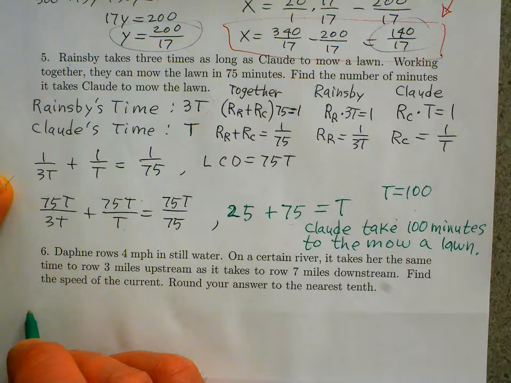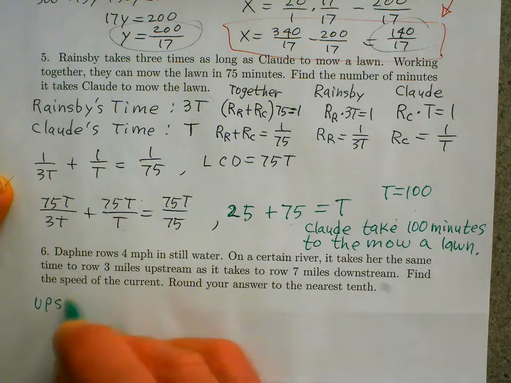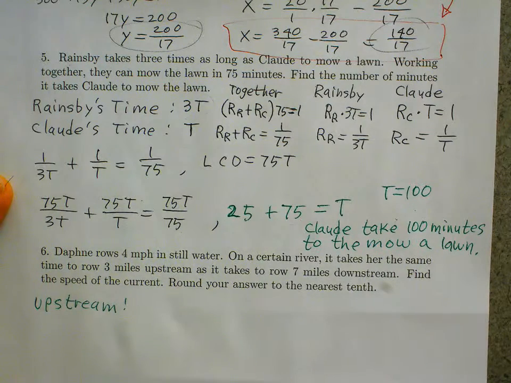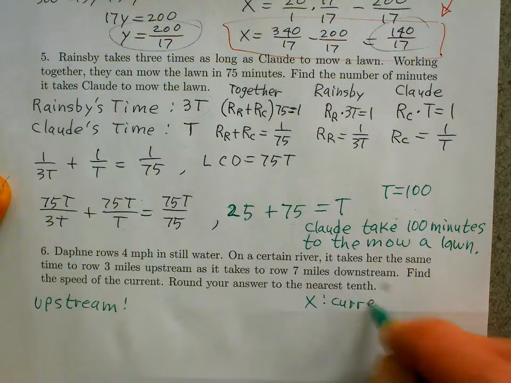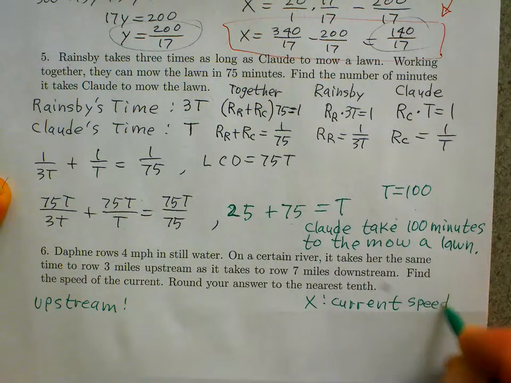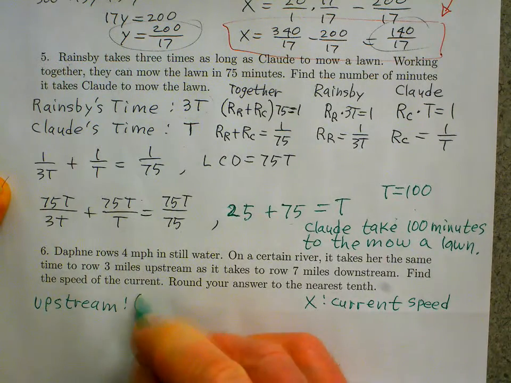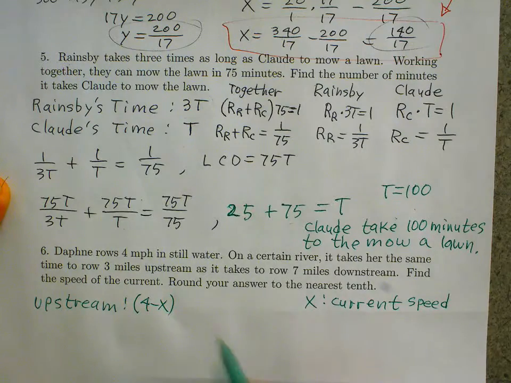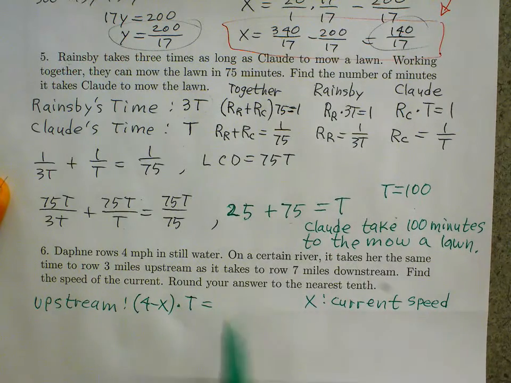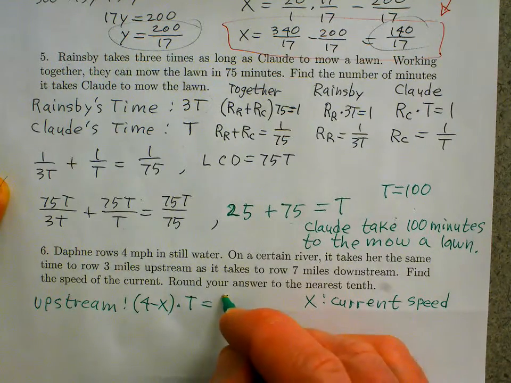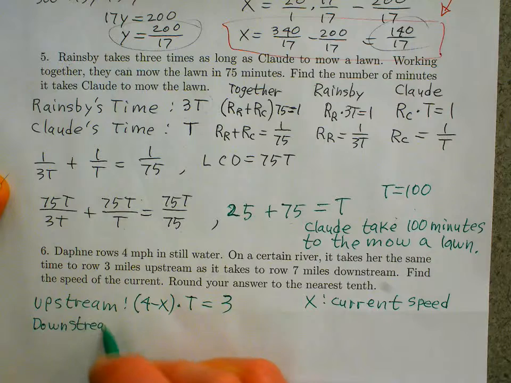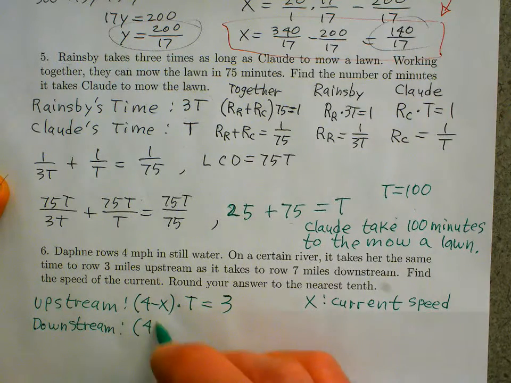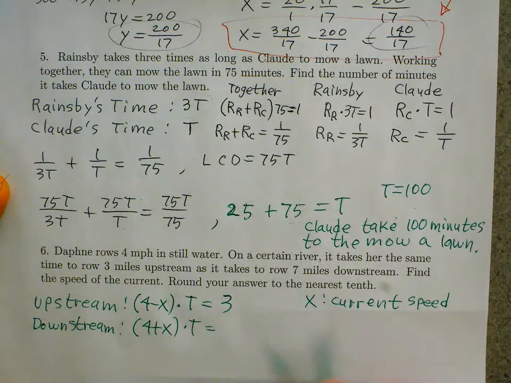Okay, so upstream, if we let x be the speed of the current, then upstream, the boat is traveling at 4 minus x miles per hour. And in a certain amount of time, going upstream, she rows 3 miles. And then downstream, in the same amount of time, the rate will be 4 plus x times t, she can row 7 miles.